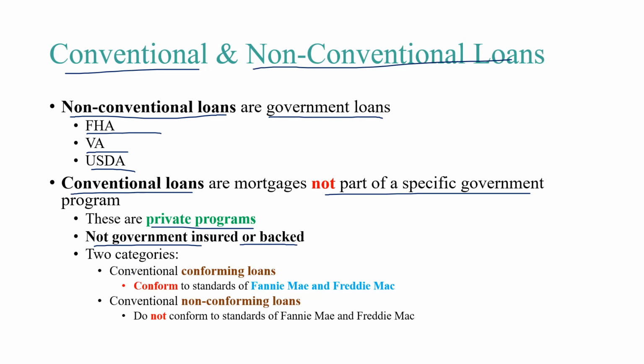There are two categories of conventional loans that you need to be familiar with: conventional conforming loans and conventional non-conforming loans. Conventional conforming loans conform to the standards of Fannie Mae and Freddie Mac. Conventional non-conforming loans do not conform to the standards of Fannie Mae and Freddie Mac.